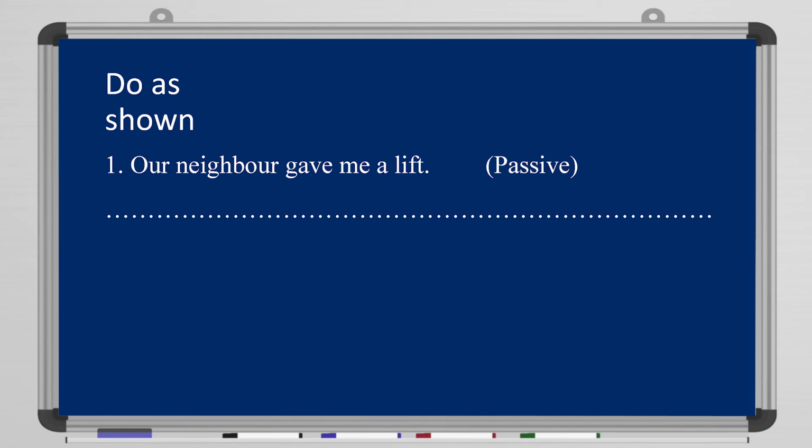Okay? So our neighbor gave me a lift. We need to change it into passive. Exactly the same. Choose the subject, choose the verb, choose the object. And then we start with the object. Right? And then we put verb to be, and then we put the past participle of the verb, and then comes the subject. So the answer is, a lift was given to me. That's it.